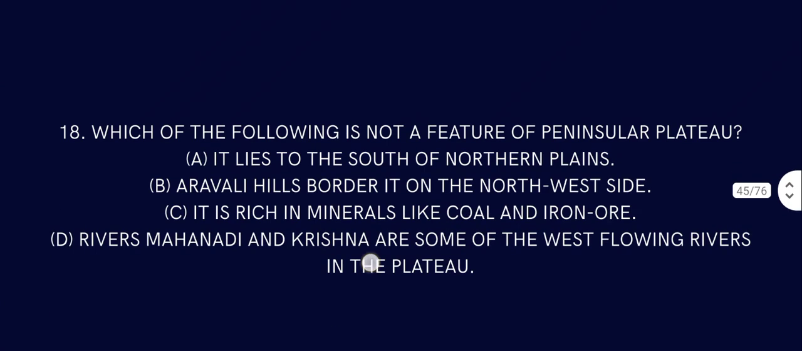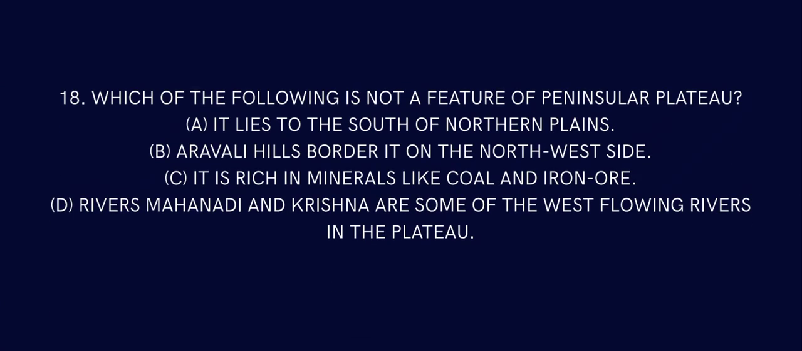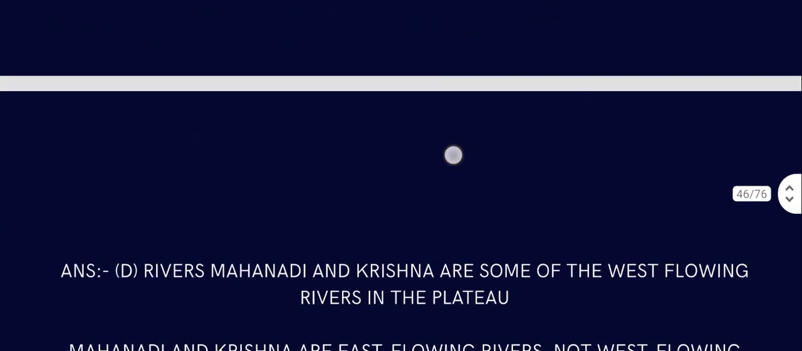Question number 18. Which of the following is not a feature of Peninsular Plateau? It lies to the south of Northern Plains, or Aravalli Hills border is on the northwest side, or it is rich in minerals like coal and iron ore, or its rivers Mahanadi and Krishna are some of the west flowing rivers in the plateau. Which of the following is not a feature of Peninsular Plateau? Rivers Mahanadi and Krishna are some of the east flowing rivers, I think. Yes, they are not west flowing.